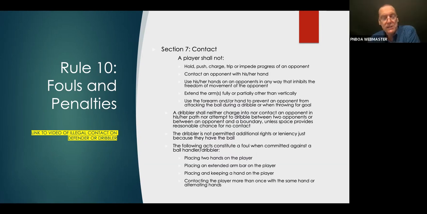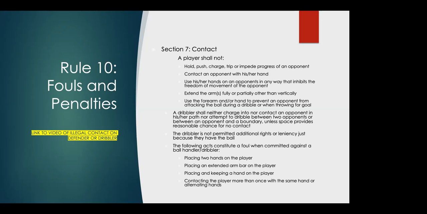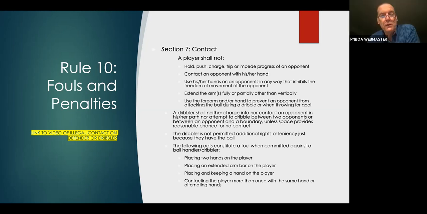Well, it says placing an extended arm bar on a player. So the answer is no if you've kind of got it collapsed against your body. And the answer is yes if you're using it to prevent freedom of movement of that ball handler, dribbler. If you're using it as a defender, as an offensive mechanism, like you're putting it out there extended and you're trying to use it to keep the ball handler away from the basket, that's a foul.